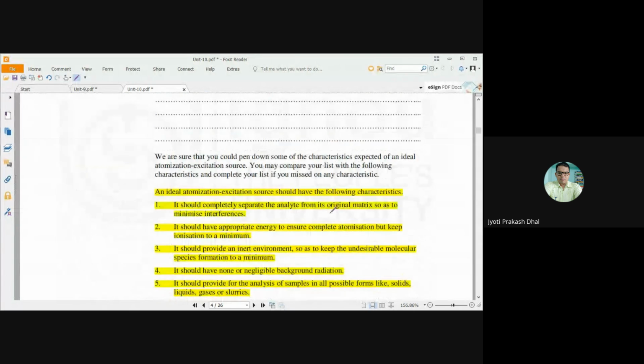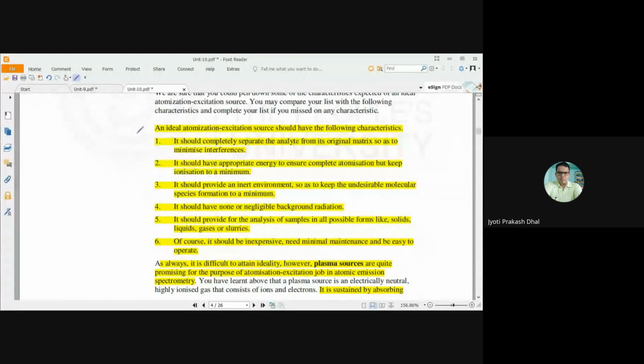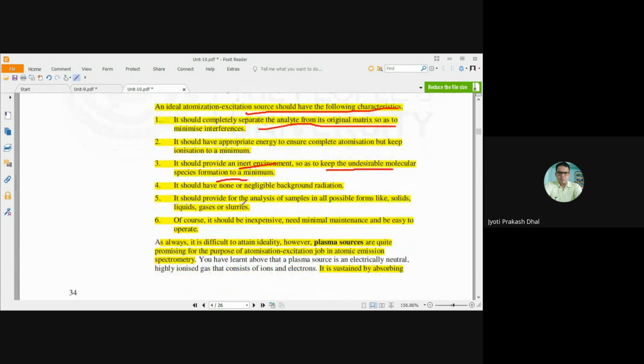Now, plasmas and their characteristics. An ideal atomization excitation source would have the following characteristics. It should completely separate the analyte from the original matrix and minimize interferences. It should have appropriate energy to ensure complete atomization, but keep ionization to a minimum. It should provide an inert environment so as to keep undesirable molecular species formation to a minimum. It should have no or negligible background radiation.